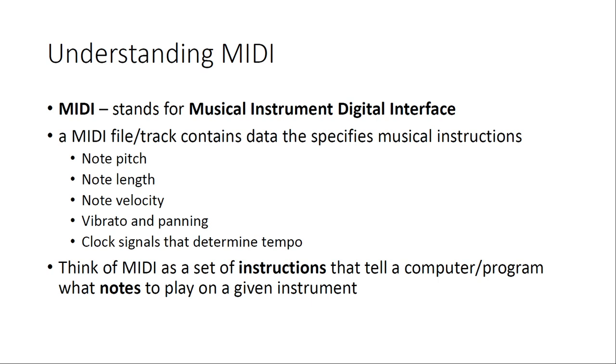Velocity refers to the volume, how hard you need to hit the note. Basically, how loud the note is supposed to be played. It can also contain information regarding vibrato and panning. By panning, it means if it's meant to be in the center or on your left or right headphone or speaker. And it also has a bunch of clock signals that determine the tempo. Basically, how fast everything needs to be played.